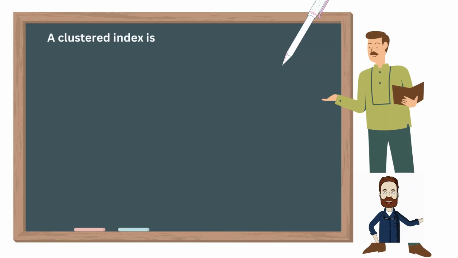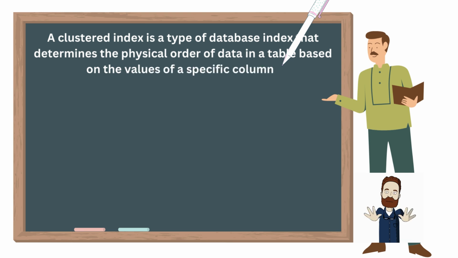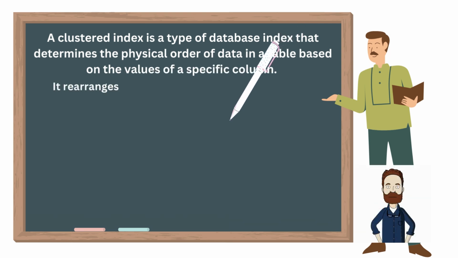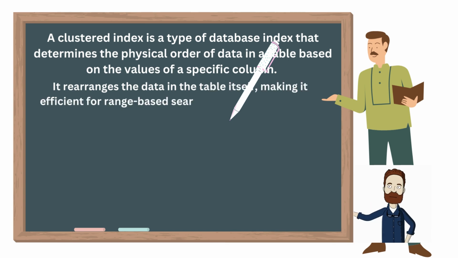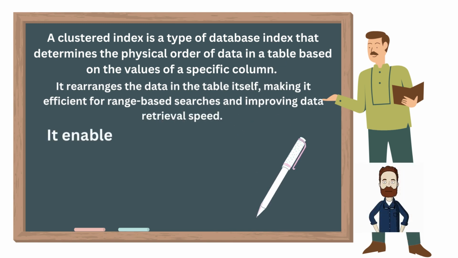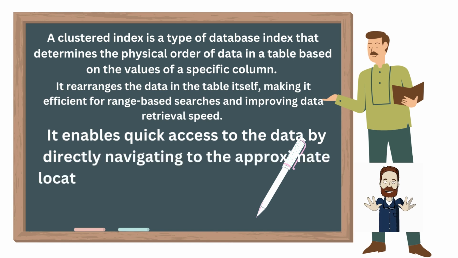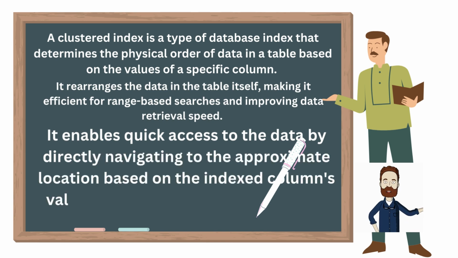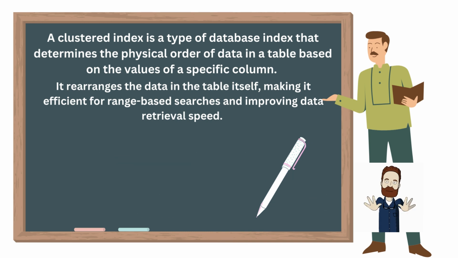So what is clustered index? A clustered index is a type of database index that determines the physical order of data in a table based on the value of a specific column. It rearranges the data in the table itself, making it efficient for range-based searches and improving the data retrieval process. It enables quick access to the data by directly navigating to the approximate location based on the index column's value, reducing the need for scanning the entire table.